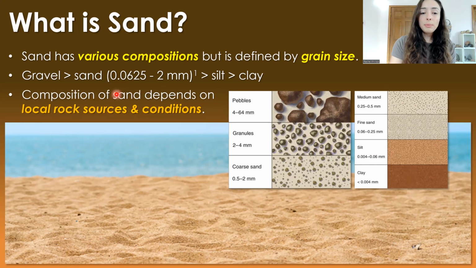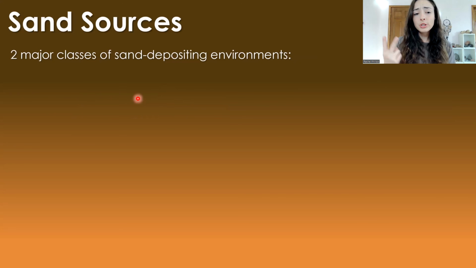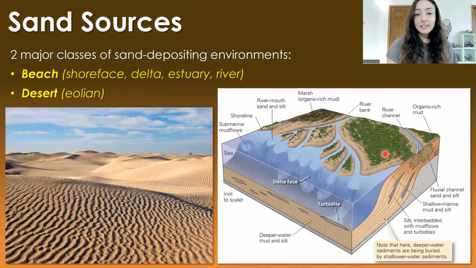And the composition, the makeup of sand, depends on local rock sources, so where the sand came from or what rock broke down to make those sand grains, as well as environmental conditions and the intensity of the environment. Two major classes of sand depositing environments exist. These are beaches, and then we have desert or aeolian environments, which also are heavily dominated by sand, oftentimes. Not all of them, but many of them.